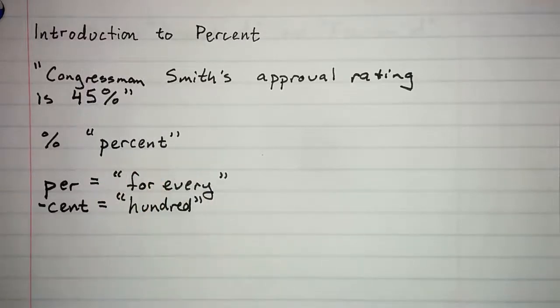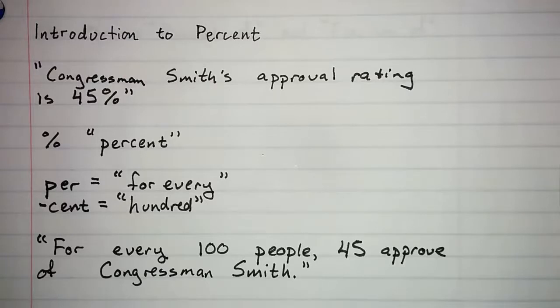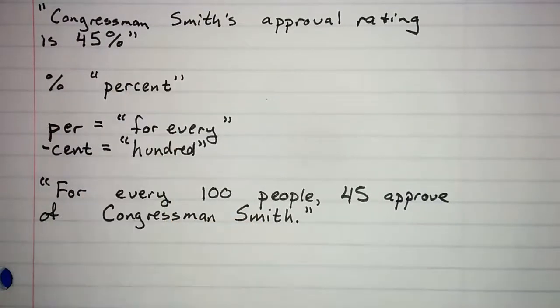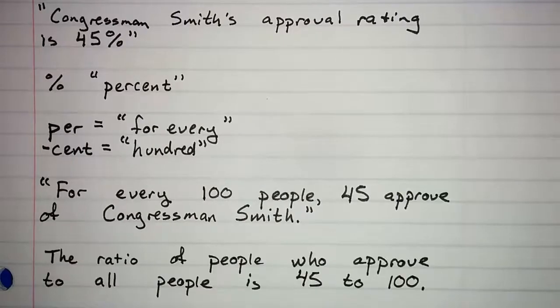So this sentence, Congressman Smith's approval rating is 45%, means for every 100 people, 45 approve of Congressman Smith. You know, that sounds an awful lot like a ratio, doesn't it? That's the ratio of people who approve to all people. What this sentence says is, the ratio of people who approve to all people is 45 to 100.